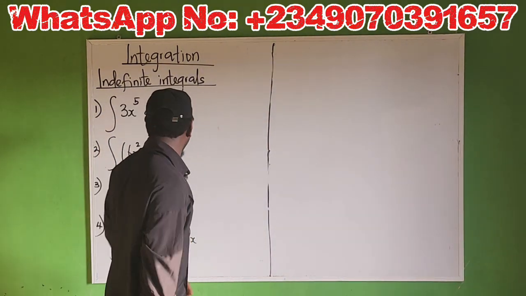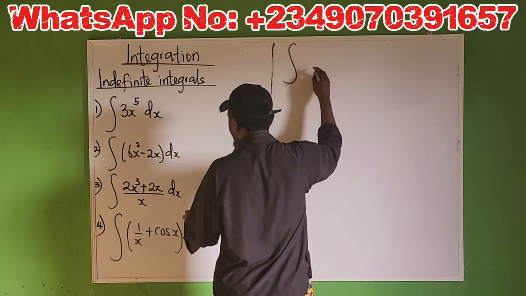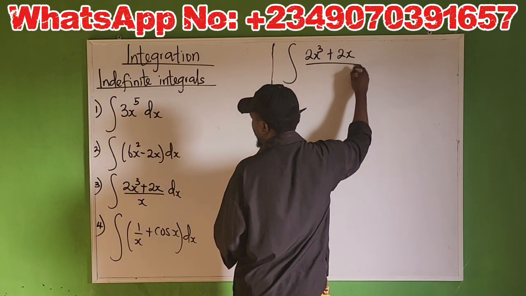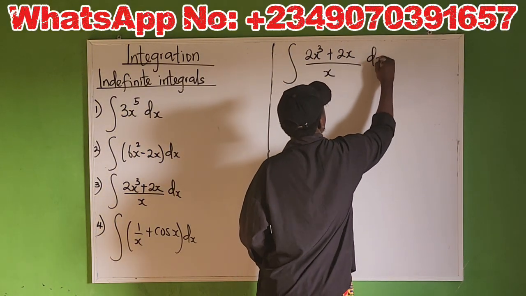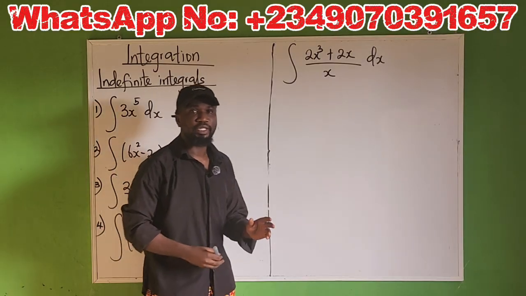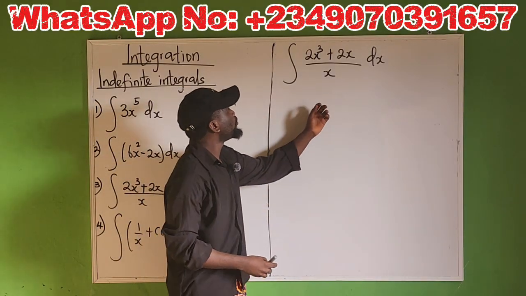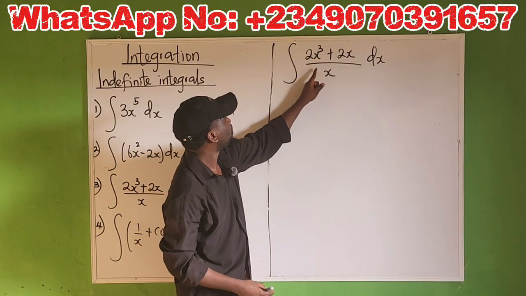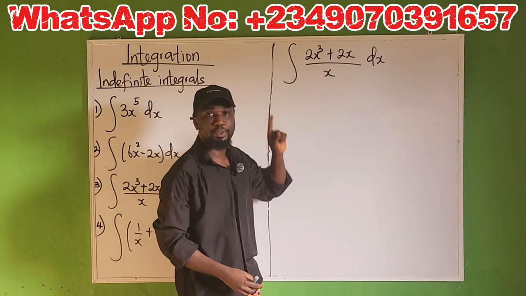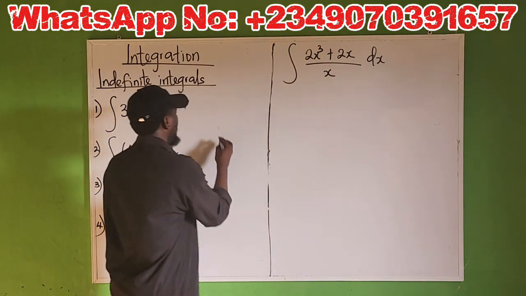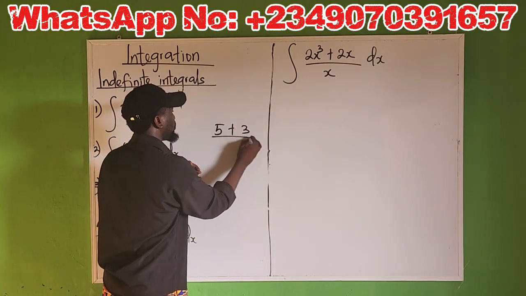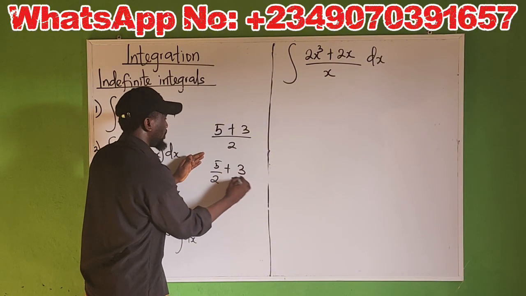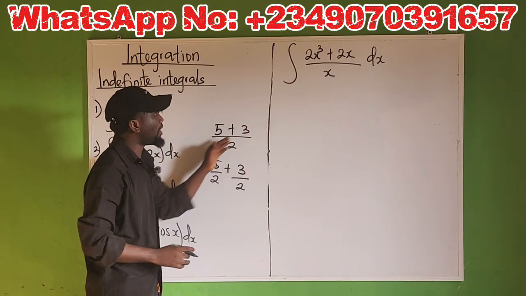All right. So the next one, we have to integrate 2x cubed plus 2x divided by x with respect to x. So what do we do here? The first thing we have to do here is to make sure that we have this denominator for both 2x cubed and also for 2x. This is what I mean. Let's say we have 5 plus 3 over 2. What this means is 5 over 2 plus 3 over 2. Do you get? So that's what we want to do here now.